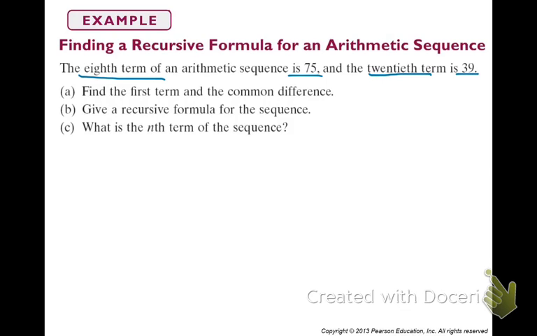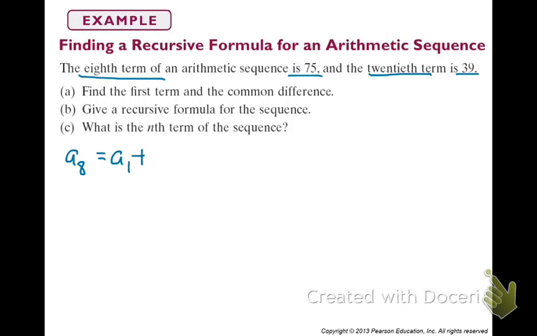Okay. So we're going to take these two pieces of information and put them into our explicit formula, not recursive, but explicit. So we're going to start with the 8th term, which means we start with our a sub 8. We don't know the a sub 1, right? That's what we're going after. So it's got to stay a sub 1.